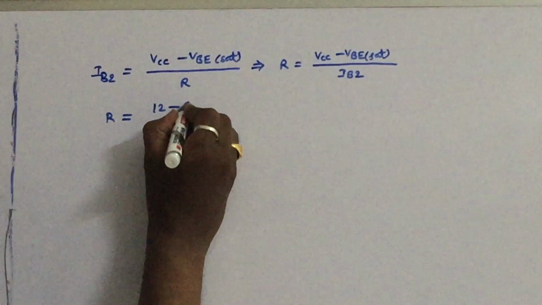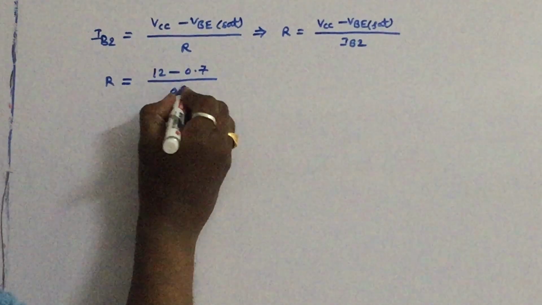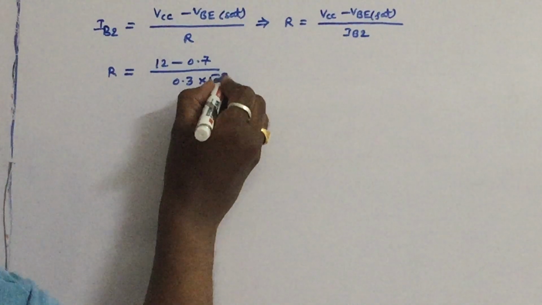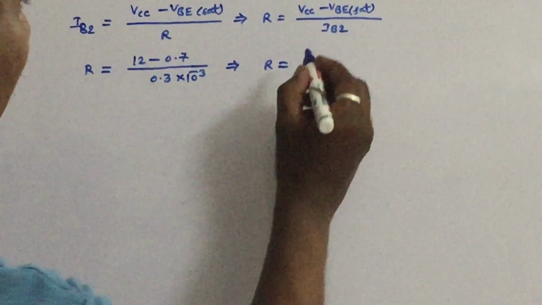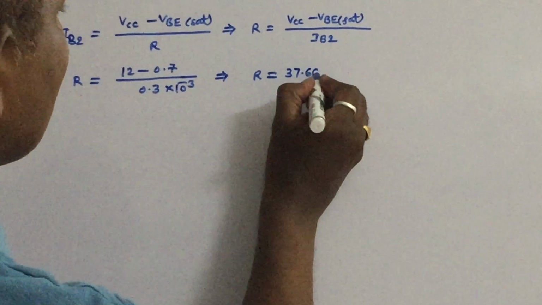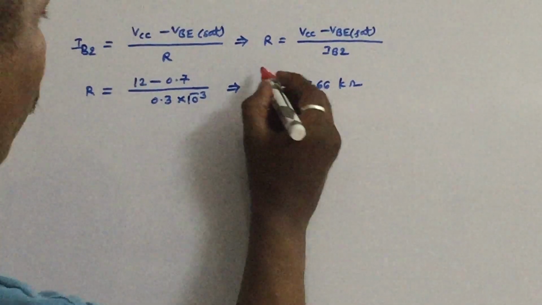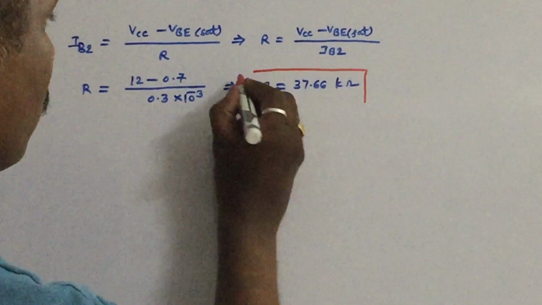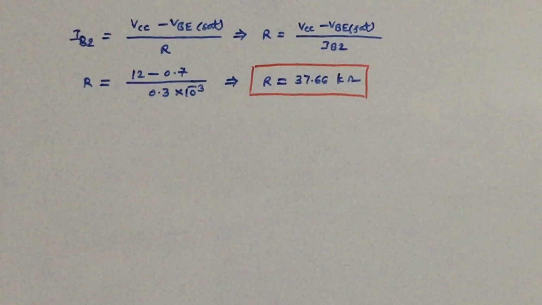What is VCC? 12 volts. VB saturation we have assumed as 0.7. What is IB2? 0.3 milliamperes, that is 0.3 into 10 power minus 3. From which the resistor value will come out as 37.66 kilo ohms. So this is the next step we have to do. The same procedure is applied to astable multivibrator also, remember that.